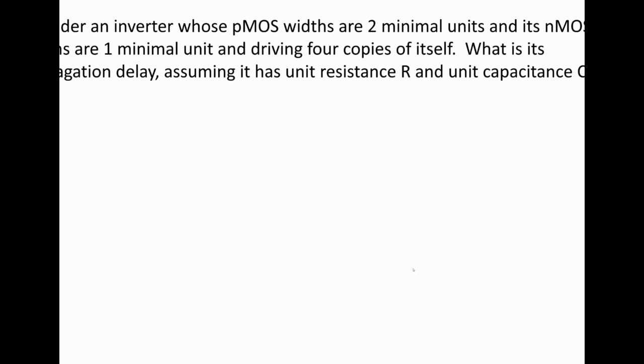So let's see. The inverter, right? You've got an inverter that's pretty much set up in the standard way. PMOS is twice the size of the NMOS. Minimal size inverter. But it's driving 4 copies of itself. So what's its propagation delay, assuming that it has a unit resistance and capacitance C?